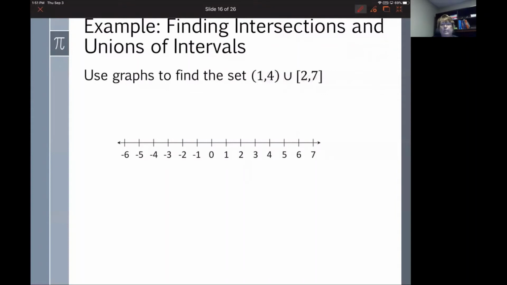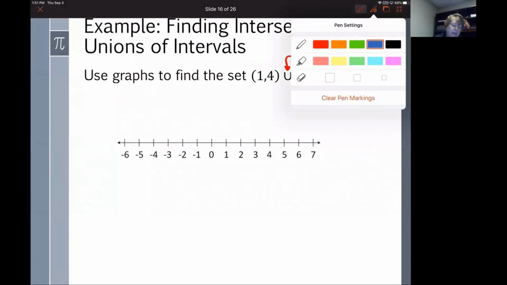All right, let's look at a union. That's what that symbol means. That symbol means union. All right, so we're going to first graph the two intervals. So we're going to graph from 1 to 4. Let's do that in blue again.